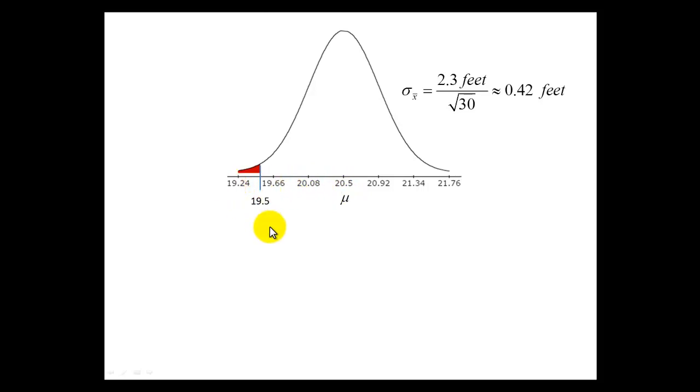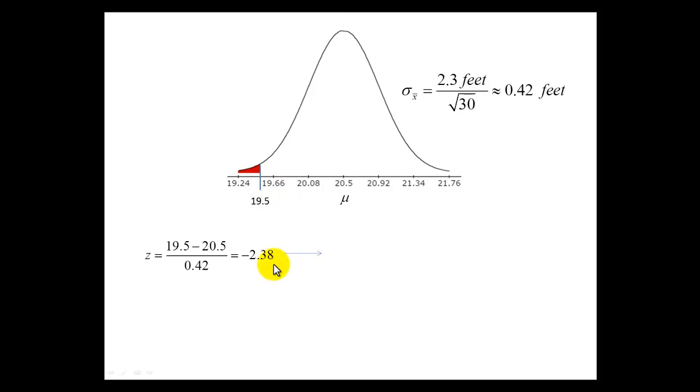Now what I did next was figure out where 19.5 fits in this picture. It fits right to the left of 19.66. Now we can see that it is 1, 2, and a little bit, so a little bit over 2 standard deviations from the mean. The z-score will tell us exactly how many. So again, I still have the same numerator. It's still 19.5 feet, take away 20.5 feet, the mean. But now I'm dividing by 0.42. And that makes our z-score negative 2.38. As expected, just over 2 standard deviations away.